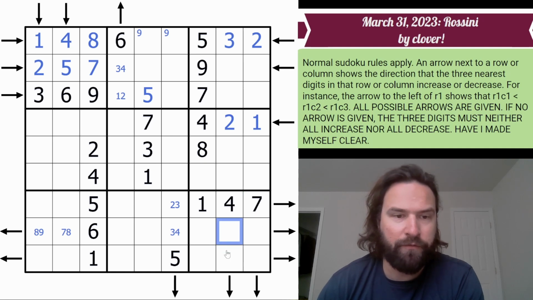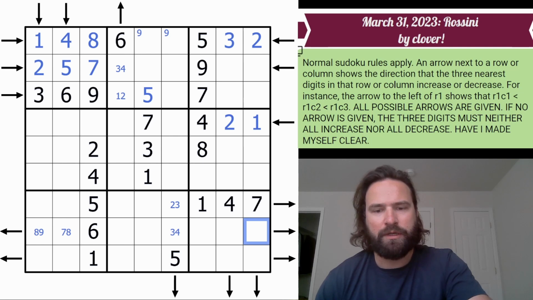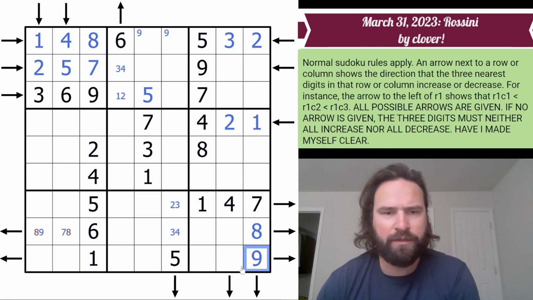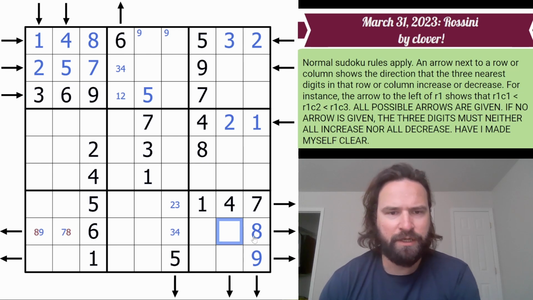Yeah, that doesn't help. Oh, the 4 helps. Wait. No. 7. This has to be 7, 9. Yeah, the numbers are going up. 7 is the lowest number. This has to be 7, 8, 9. So this has to be an 8. This has to be a 9. Oh, this is the same thing as this box. 147 is doing the exact same thing as the 369 in reverse.